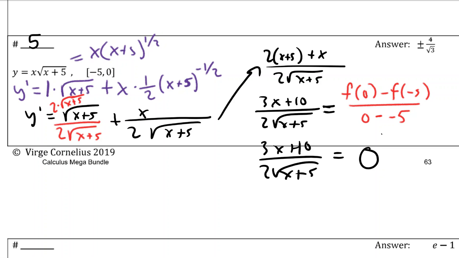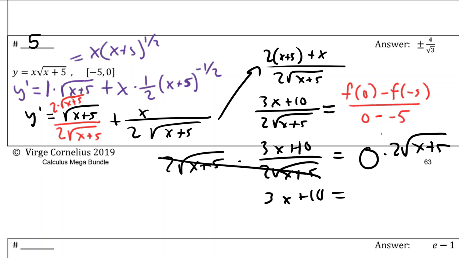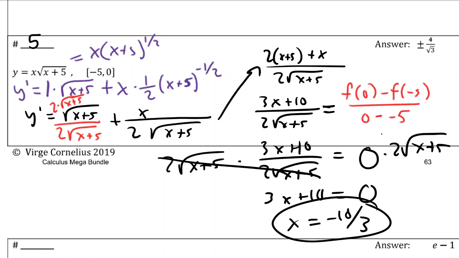So really this could also be called Rolle's theorem. This is a specific case of mean value theorem where the average rate of change is 0. Okay, so when does a fraction equal 0? When the numerator equals 0. If you want to think about it algebraically, you could multiply both sides by this so that those cancel, but on the right side, 0 times anything is 0. So subtract 10, divide by 3, negative 10/3 should be your card number 6. Guess this was card number 5.